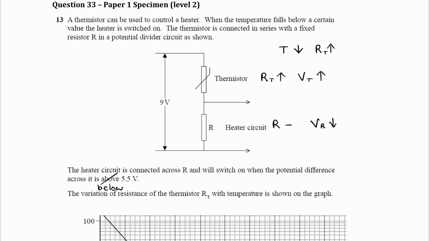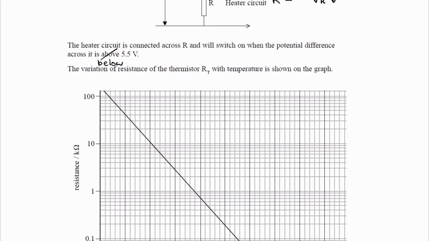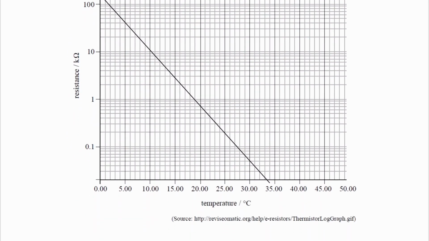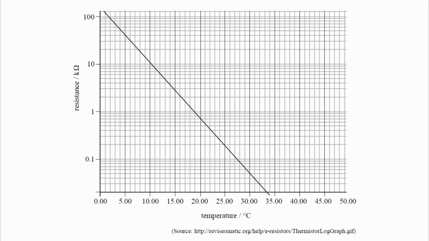Okay, so we also have a graph that shows the variation of resistance of the thermistor against temperature. So our graph here is a logarithmic graph. As you can see, the numbers don't go up in the usual increments. And also you can see that the lines that we have here aren't equally spaced. So how does this log graph work?